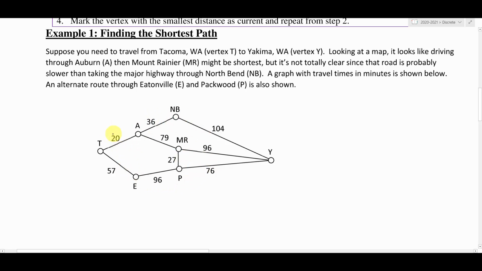The numbers you see assigned to the edges are called weights. This is the calculated time it would take to travel from vertex T to vertex A. So it would take 20 minutes. Going from vertex Y to vertex MR, it would take 96 minutes. Our goal is to get from Tacoma to Yakima in the shortest amount of time possible, and Dijkstra's algorithm will do that for us.